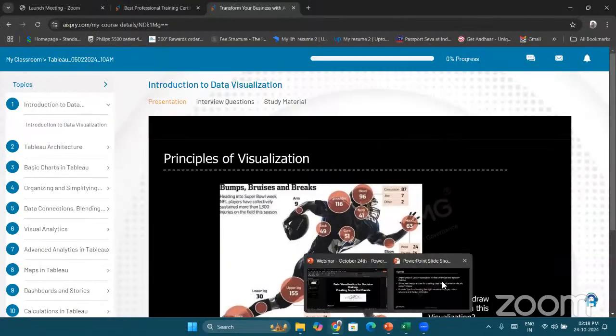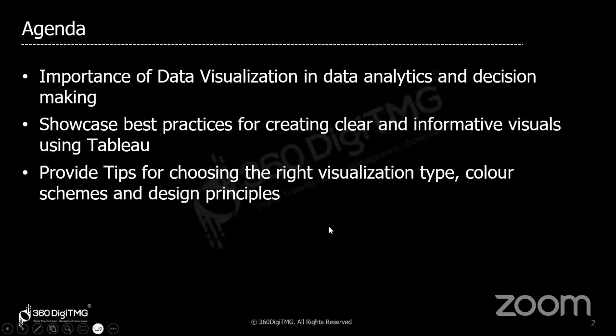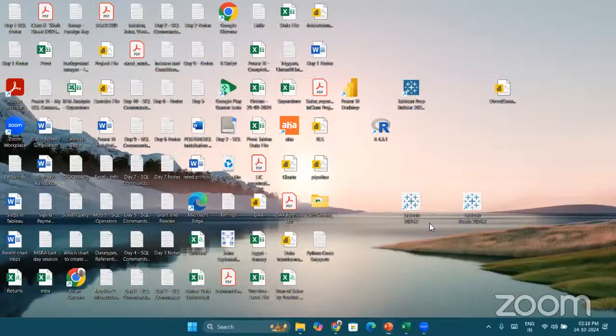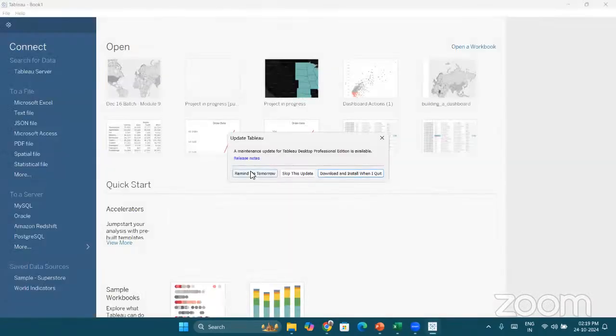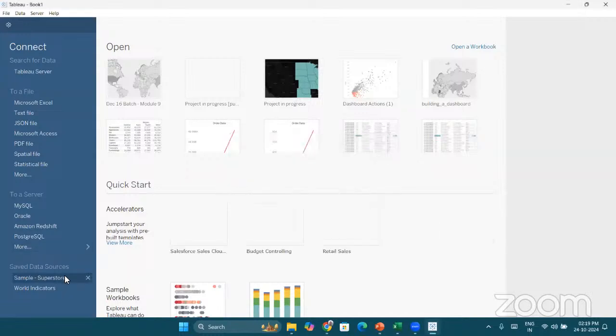Okay, so I will now take you to Tableau and show you some charts. We will also discuss what the right visualization type is for a given requirement, and then we will create some visuals. I'll show you the hands-on. I'm going to open Tableau that I have installed on my system, and I will use an inbuilt data source present here.